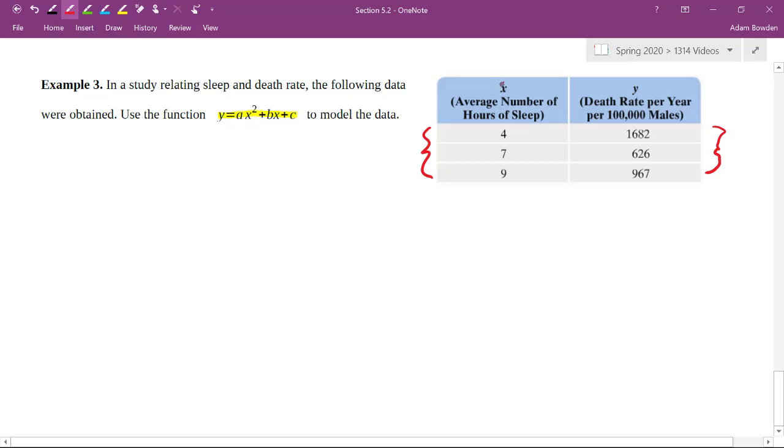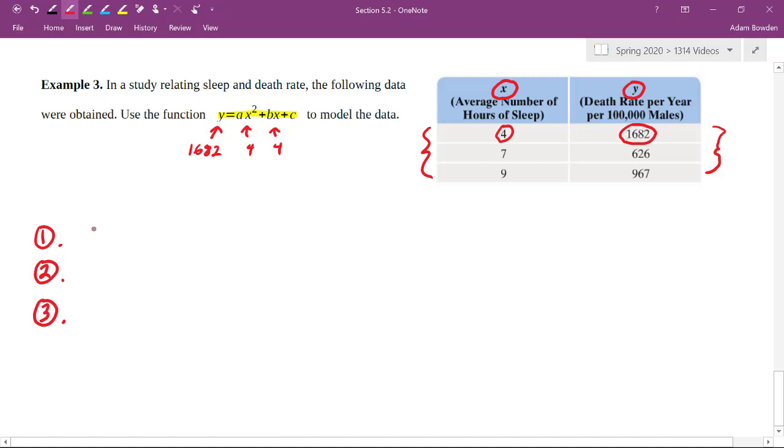Okay, so key thing to look at here is this is the x and this is the y values. We're going to create three equations for the three different values of x and y we have. And what we're going to do is plug those x's into this function, and plug the y in there as well. So in the first row we have a 4 for x and a 1682 for y. So that would be the first equation that I'm going to plug the 1682 and the 4 into.